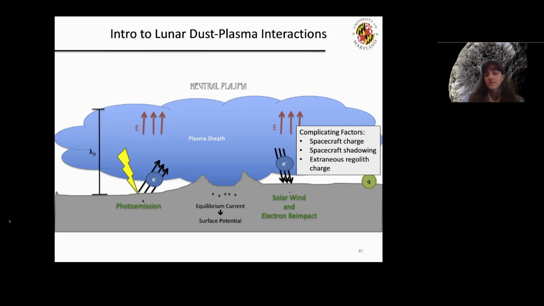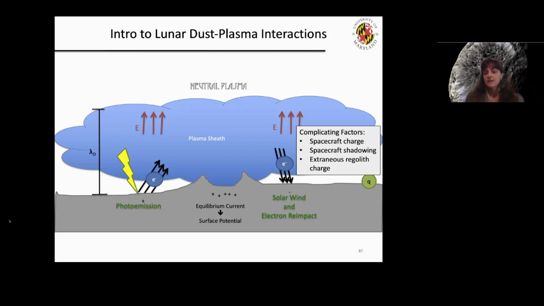So your spacecraft is going to be charged. It's existing in the plasma environment. It is also photo-emitting. So it has some charge, and that itself will modify the plasma environment. Additionally, the spacecraft's going to cast a shadow on the surface, preventing the shadowed region from photo-emitting. Again, will change the plasma environment.